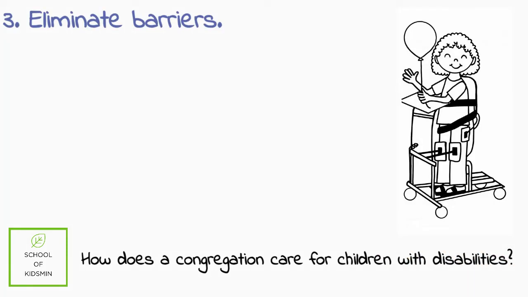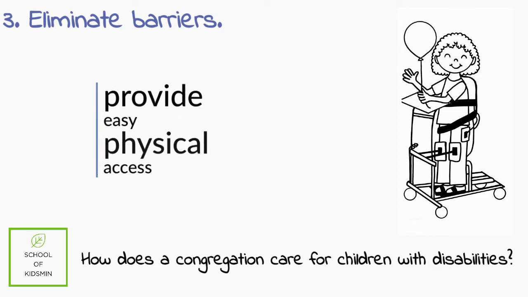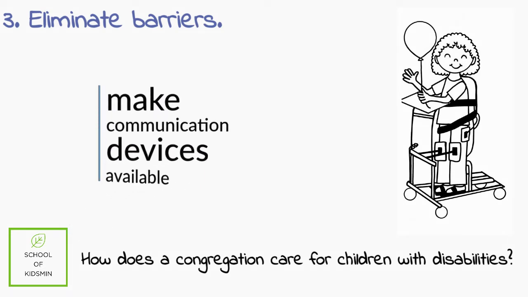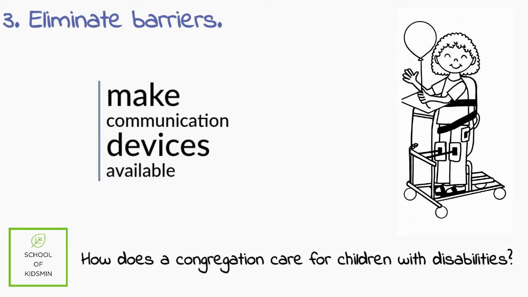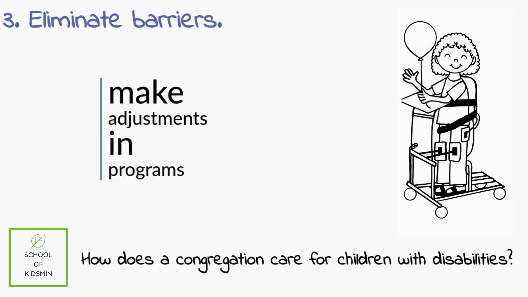3. Eliminate barriers. Provide easy physical access for wheelchairs, raise awareness in the congregation, make communication devices available, post schedules, and make adjustments in programs to facilitate the involvement of children of all abilities.